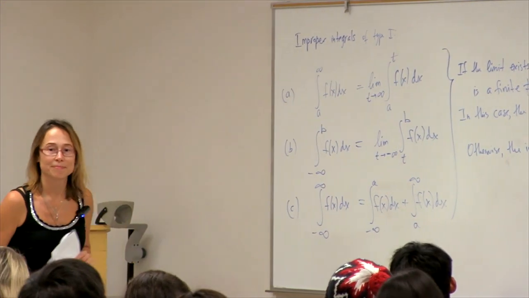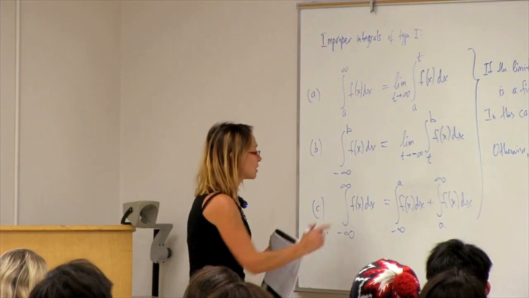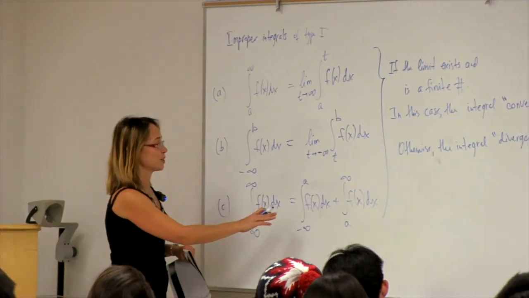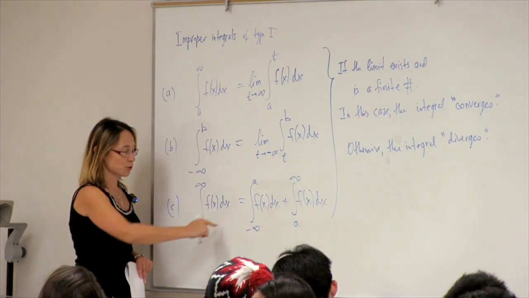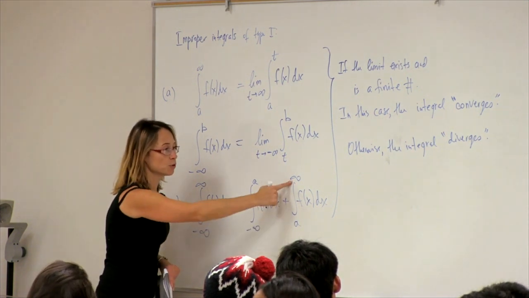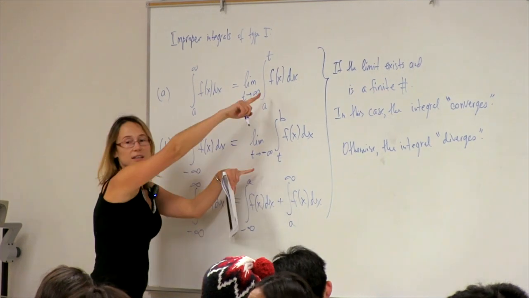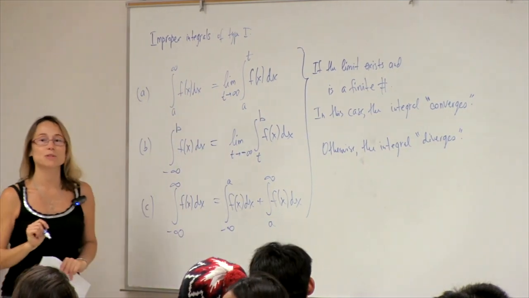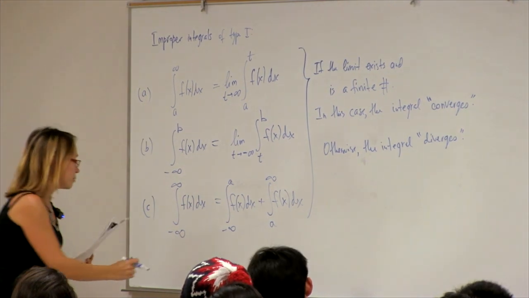Oh, yeah. For c, why isn't it the limit of the integral? So here, it's a slightly different procedure. First I look at this, and I break it into two improper integrals. So I go from minus infinity to a constant, plus from the same constant to infinity. So I cut this in two, and then these two are defined as limits. Okay? More questions? So let's look at an example.